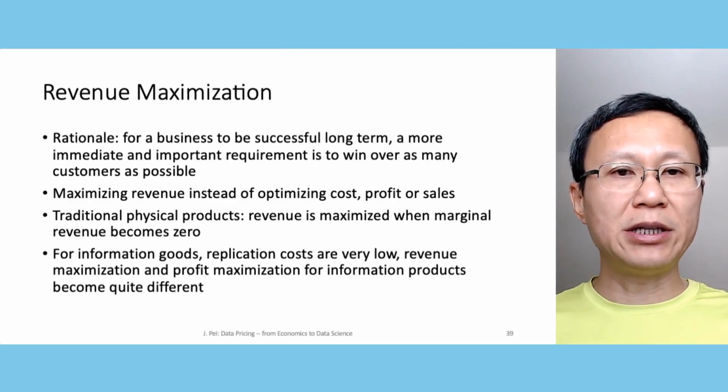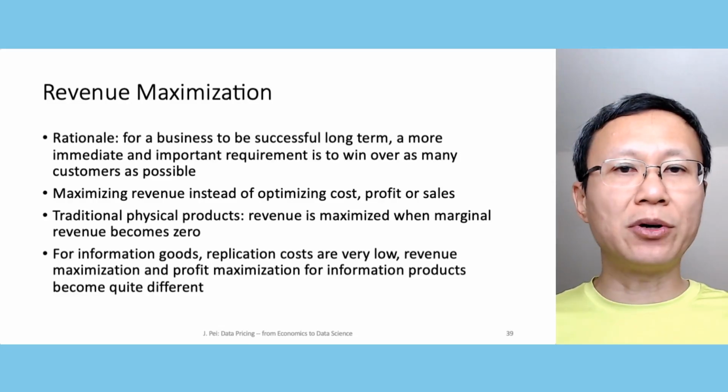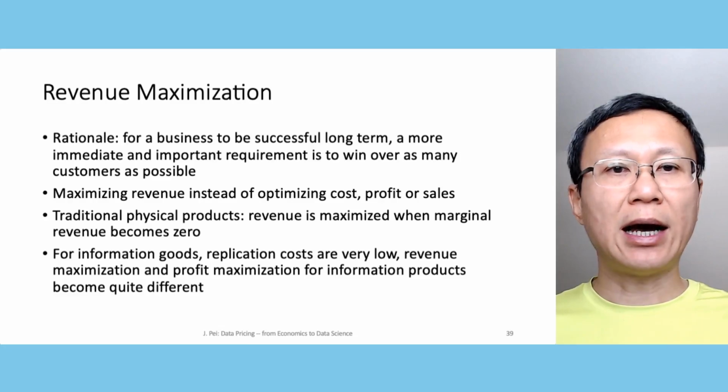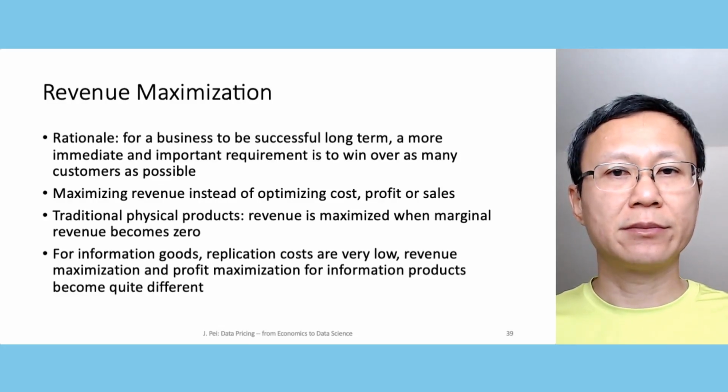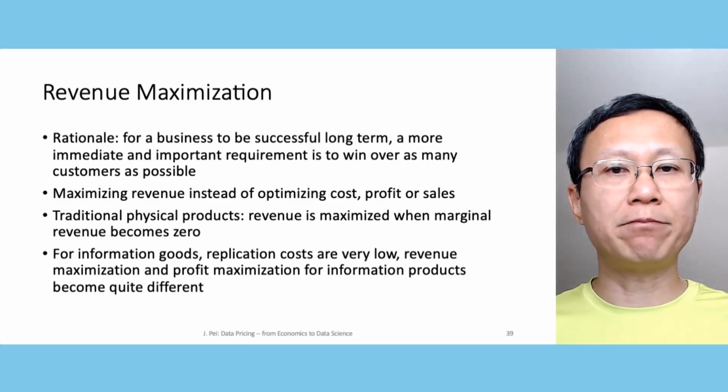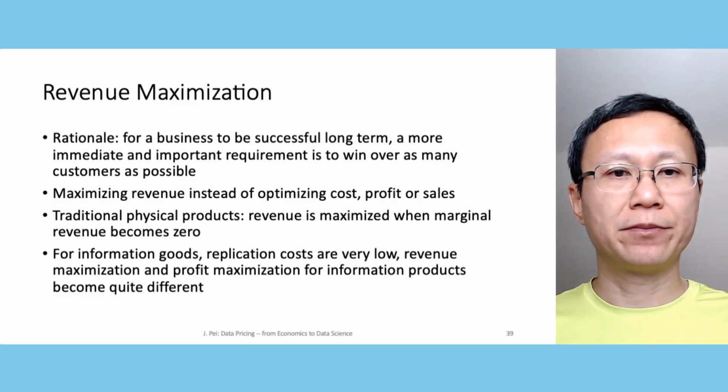The second principle is revenue maximization. Pricing models can optimize different objectives, such as lowest cost, highest profit, and largest sales. The objective of maximizing revenue is often of specific interest in designing pricing strategies. The rationale is that for a business to be successful long-term, a more immediate and important requirement is to win over as many customers as possible.